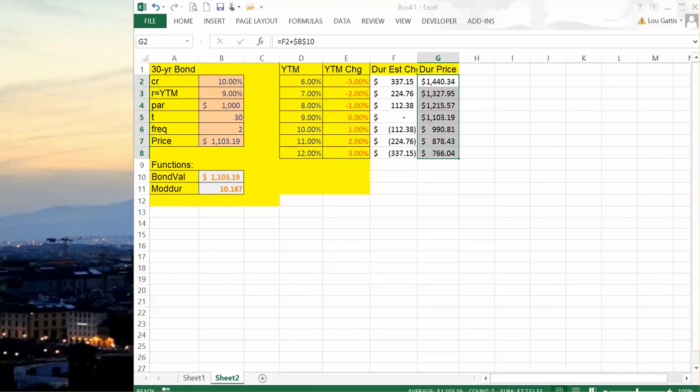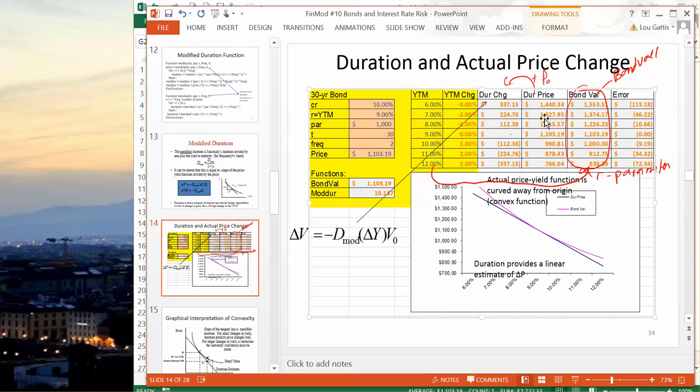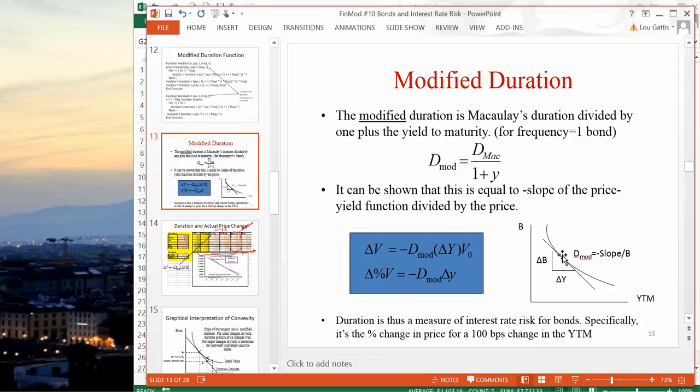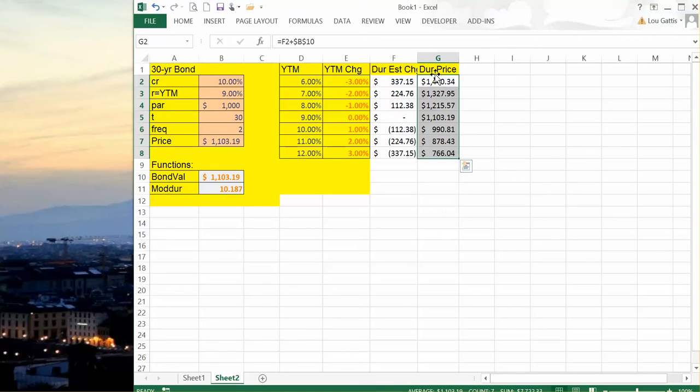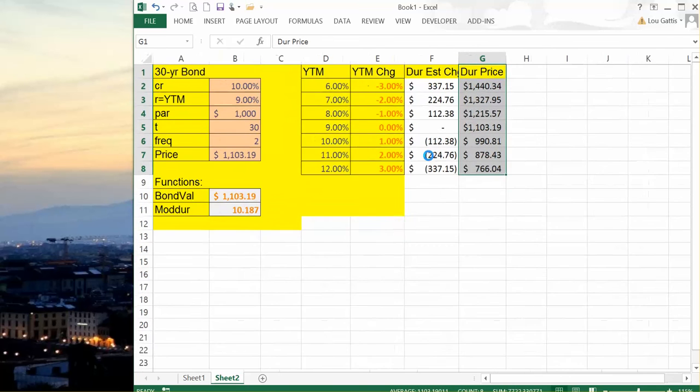A way of thinking about that is if I were to think of duration as a slope of this price-yield relationship, it's a linear estimate of value change. So it would be plotted along a straight line. So it's a linear estimate of value change. And if I were to graph this, you can see it's a linear estimate. I'll just insert a graph right here.